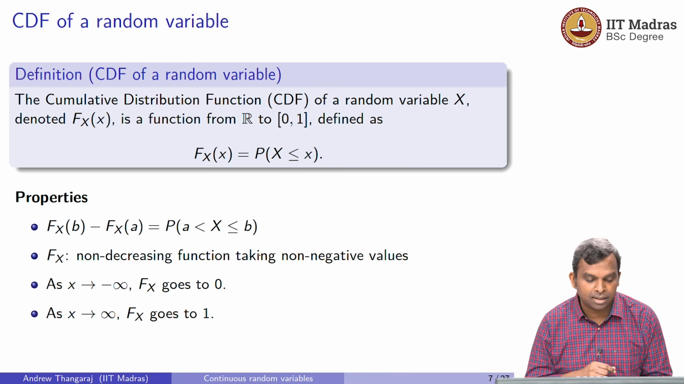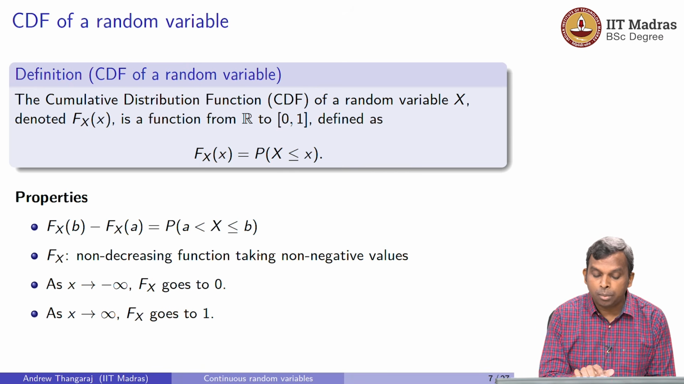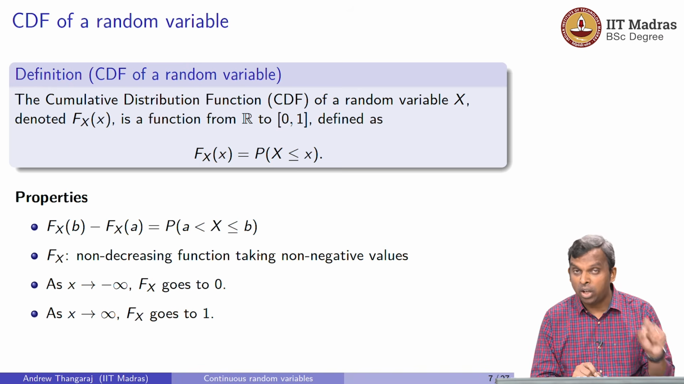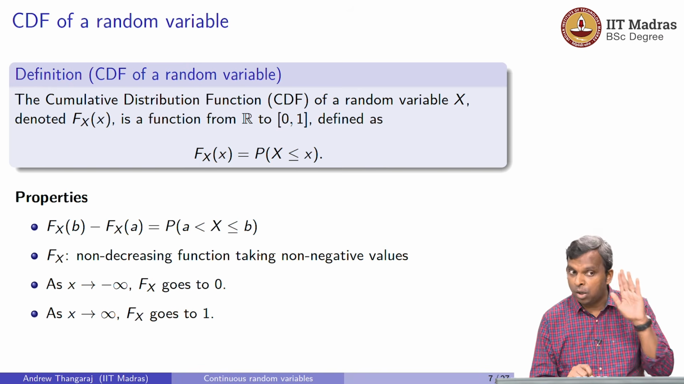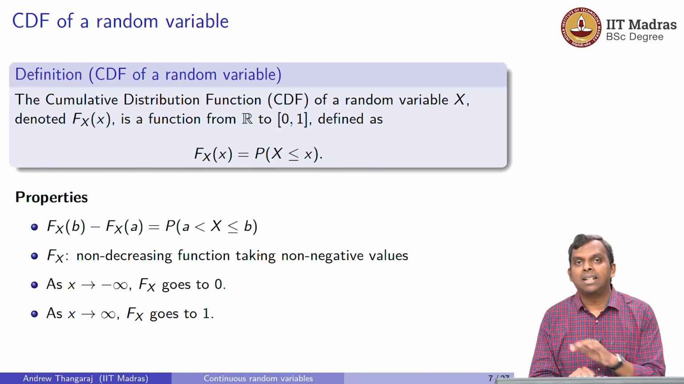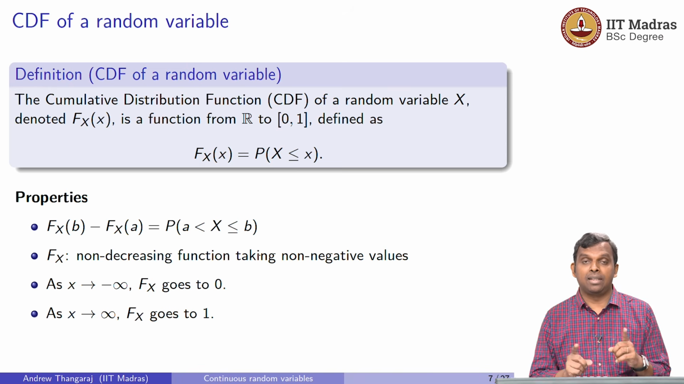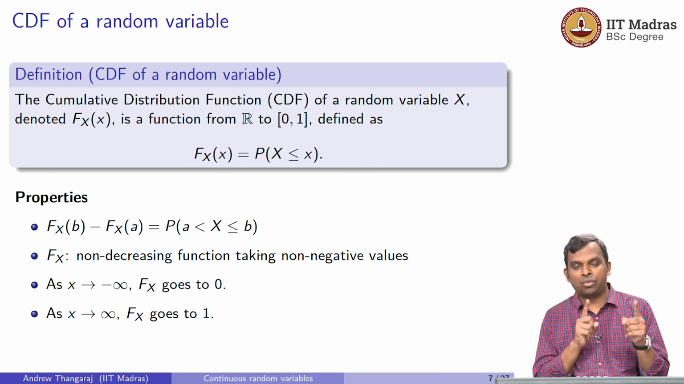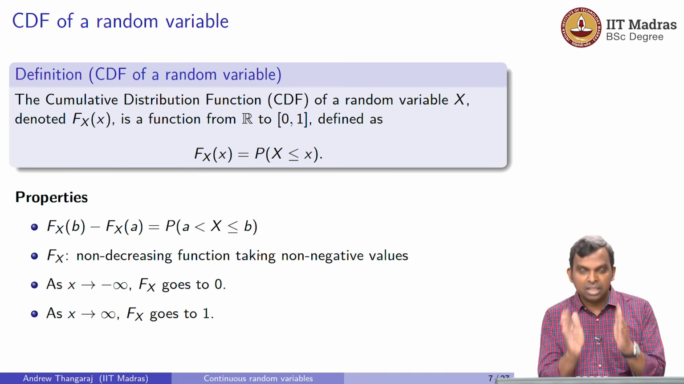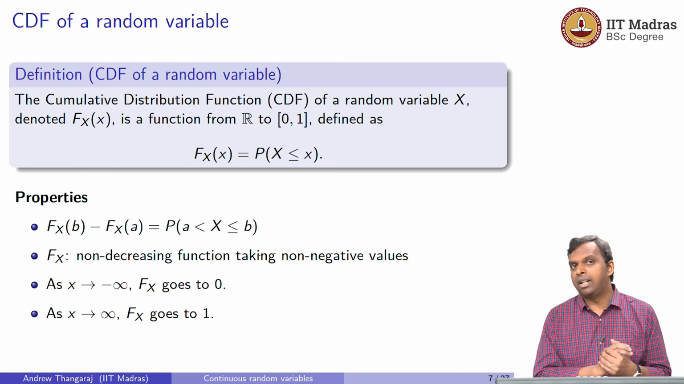A few quick properties. These properties are very easy to prove. The first one is, if you want the probability that X falls between a and b, notice the way a and b are included here. a is not included, b is included. The probability that X falls between a and b, a not included, b included, will simply be F_X(b) minus F_X(a). So the difference of two different values of the CDF is equal to the probability that the random variable falls within the two points. It's an important thing to keep in mind.